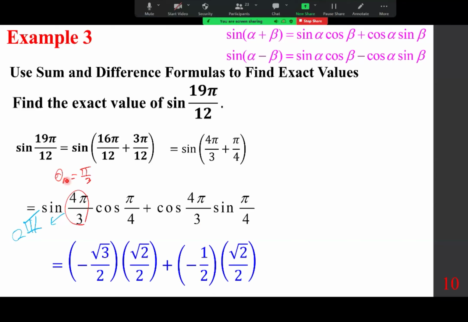So what do we have here? First of all, the product of these two and these two, the denominator is 4. So the denominator is 4. And this gives you minus square root of 6. This gives you minus square root of 2. So minus square root of 6 minus square root of 2 over 4.